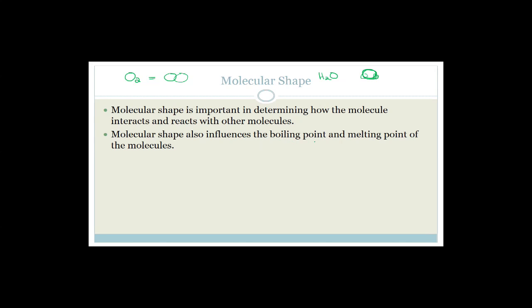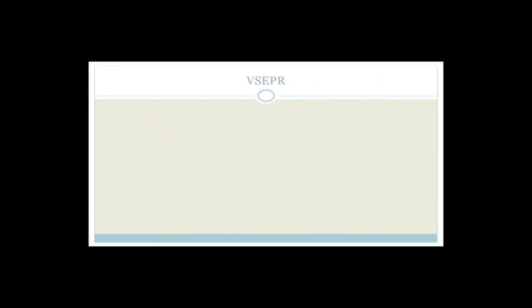It also influences the boiling point and melting point of the molecules, because if the shapes are such that the molecules keep repelling each other or not being able to come near each other, then obviously it's going to affect how easy it is to boil that liquid and get it to a point where it's changing all the way from a liquid to a gas, okay? So it does influence the boiling point and melting point.